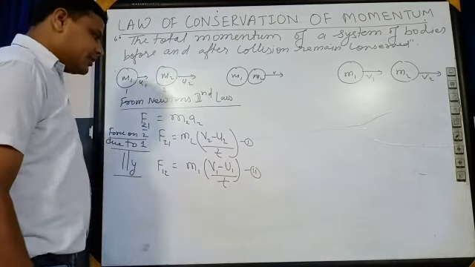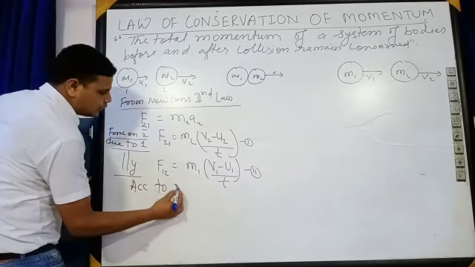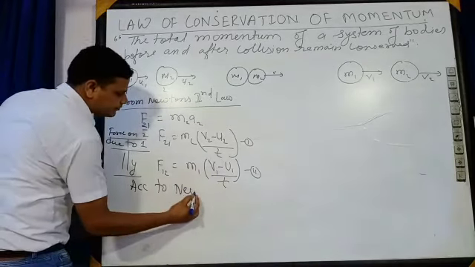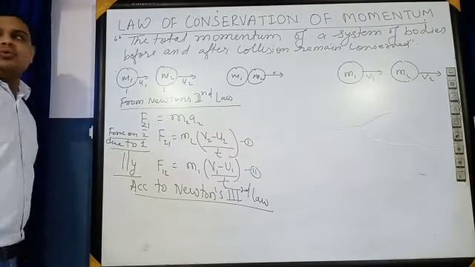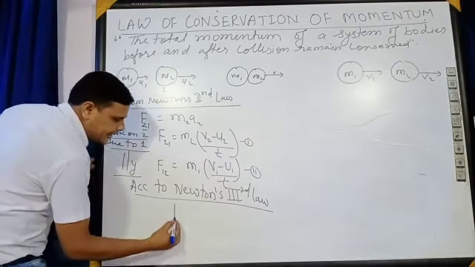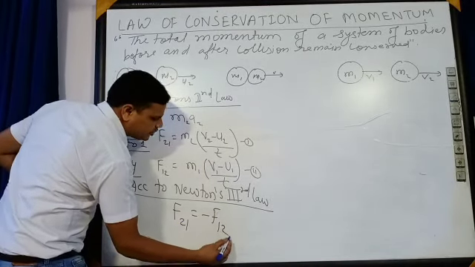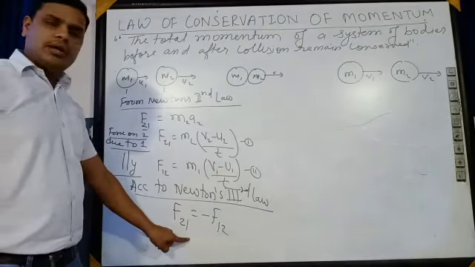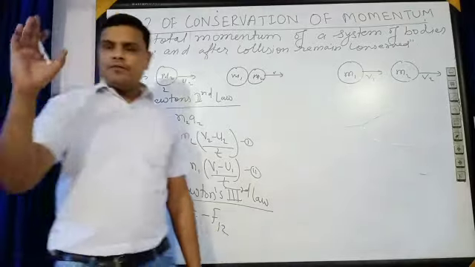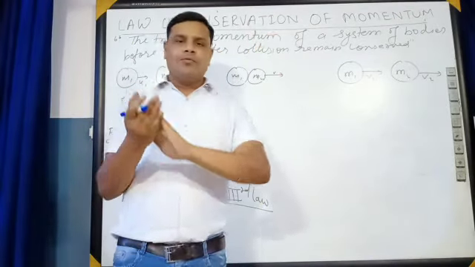Now according to Newton's third law, we know that F21 will be equal to minus F12. This is Newton's third law. Force on 2 by 1, force on 1 by 2. If 1 is applying a force on the second, the second will apply a force on 1.